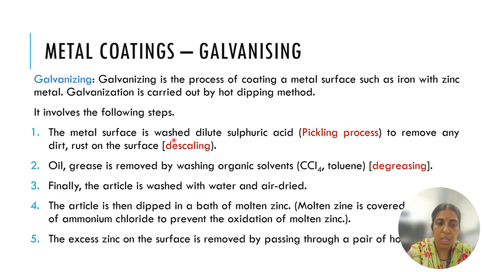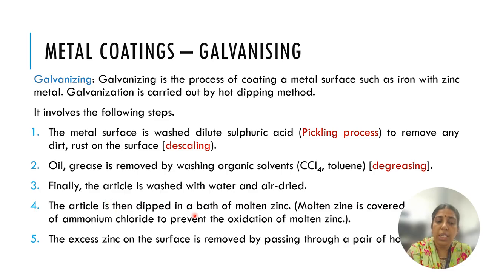So when we see in detail, what is the pickling process? Pickling is where the surface of the metal is washed with dilute sulfuric acid to remove any rust, grease, oil, or dust on the surface. This is known as the descaling process. Next, the oil and grease on the surface of the spare parts can be removed by washing with organic solvents such as CCl4 and toluene. This is known as the degreasing process. Finally, the article is washed with water and air dried.